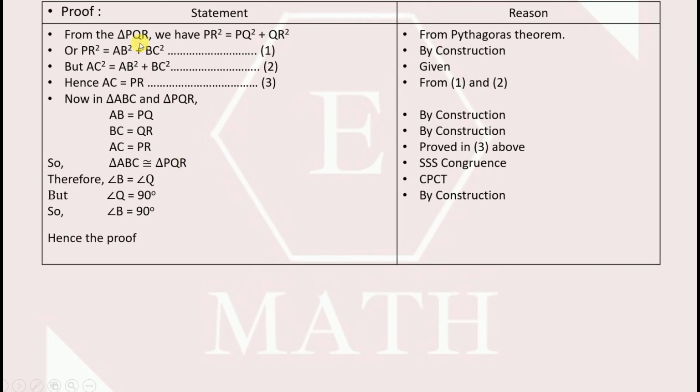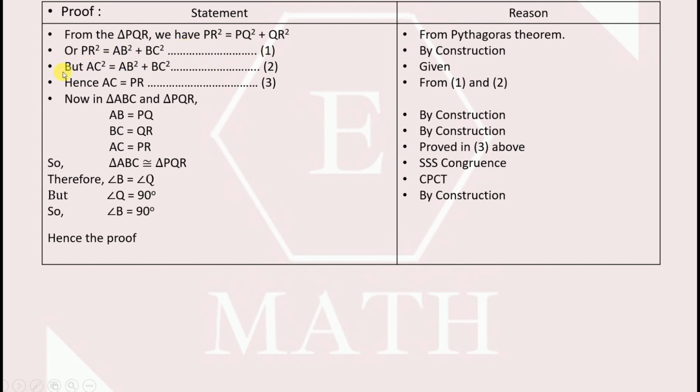From the triangle PQR, we have PR square is equal to PQ square plus QR square. That is, from the Pythagoras theorem we can write it like this. In the next line we can also write PR square is equal to AB square plus BC square. By construction we know that PQ and AB are equal, and similarly QR and BC are equal, right? So we can substitute one in terms of another. Let me call it equation number 1.